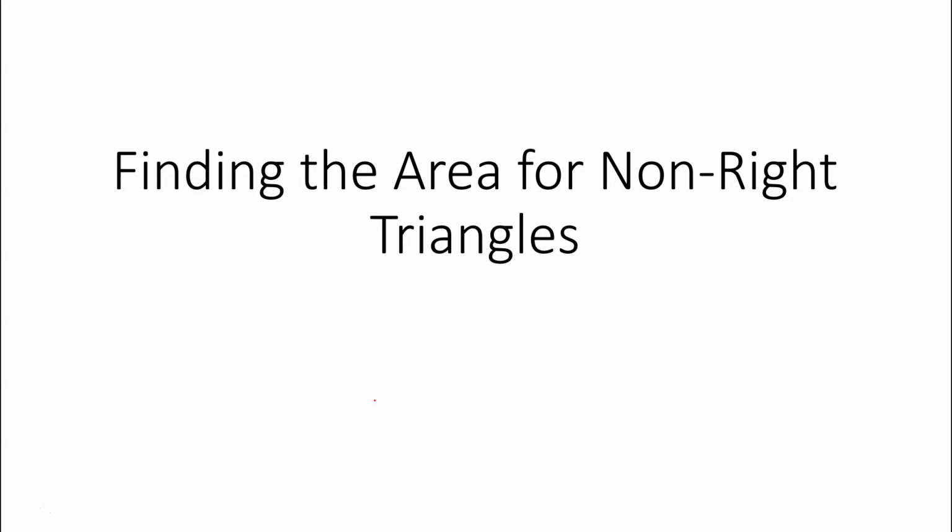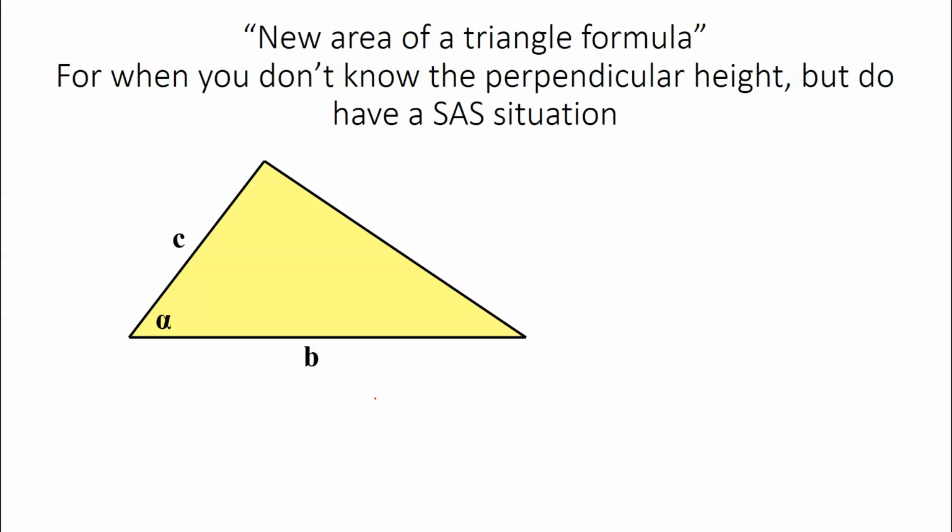The first one is based off of the law of sines. So the idea here is this is going to be some sort of non-right triangle. If it was a right triangle, you would want to just go back and use the old area equals 1/2 base times height that you've used before in a geometry class.